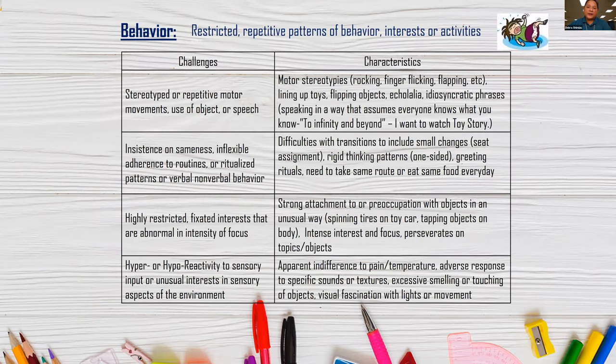So some behavior characteristics, although every child with autism is different, there are several common behavior challenges. Some students display stereotypes or repetitive movements. This challenge can take the form of rocking, finger flicking, tapping, hand flapping of their hands and arms. Other challenges could be, again, the insistence of sameness that I've mentioned, and then also unusual sensory responses.